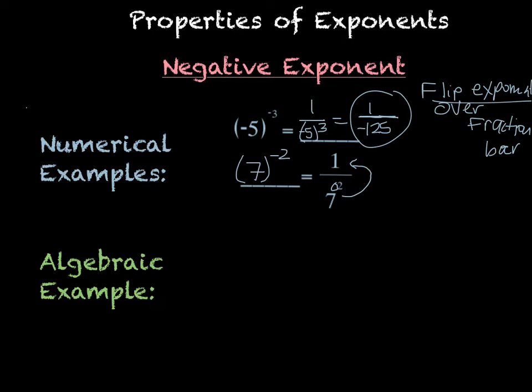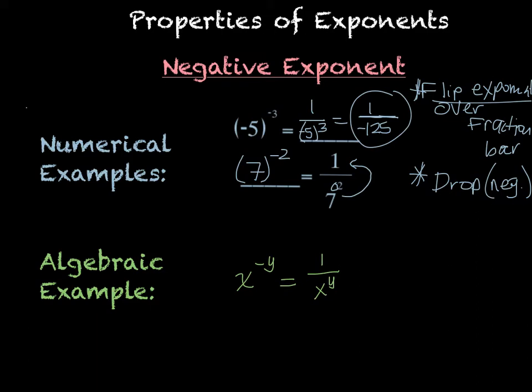When we flip it, so this is my first rule, flip the exponent over the fraction bar. The second rule is that you drop the negative. Now in general, our algebraic rule for this would be x to the negative y power, doesn't matter what it is, is going to be equal to 1 over x to the y power.